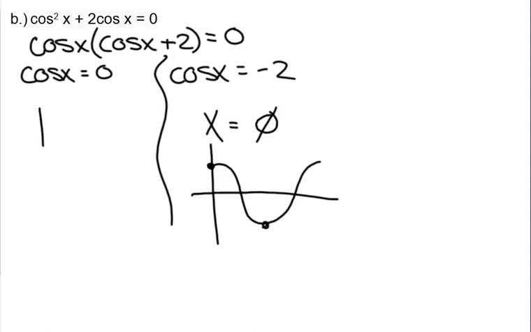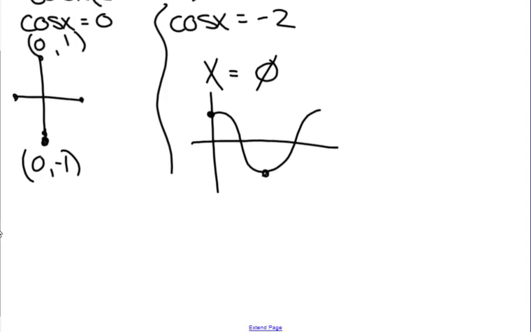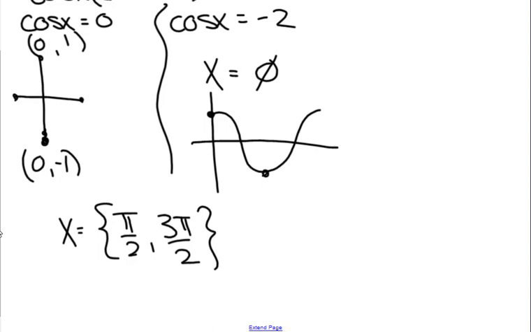Where our cos of x is equal to 0, that's going to be one of our quadrantal angles. Cos, again, is our x-coordinate. Where our x-coordinate is 0 is at 90 and 270, which in radians is pi over 2 and 3 pi over 2. That means our final solution is pi over 2, 3 pi over 2.